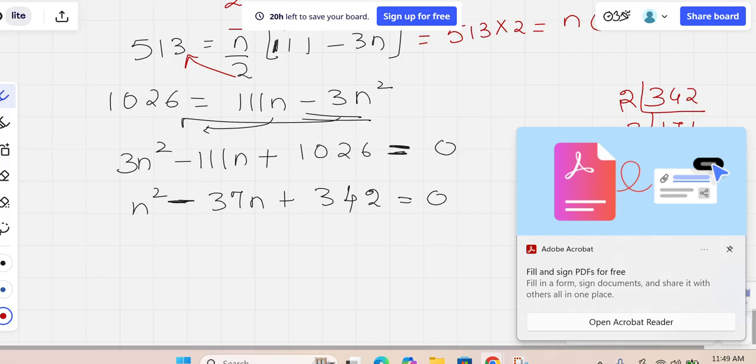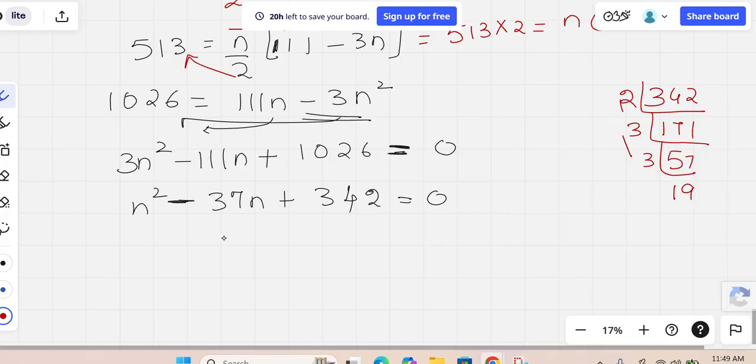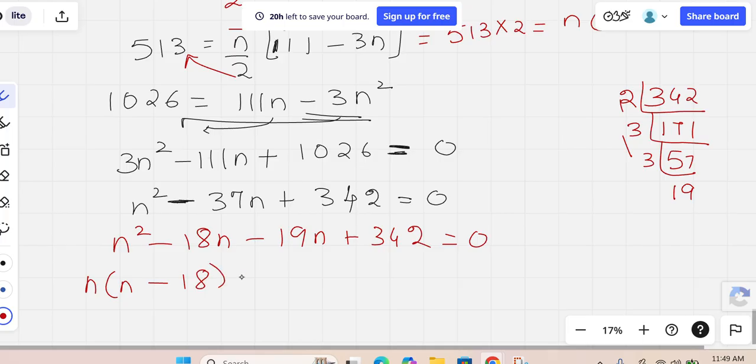18 into 19 will give 342, and plus or minus will give 37, right? Minus 18 and minus 19. After we get 3n square minus 111n plus 1026, we take 3 common, right? Yeah, I took 3 common in this one. That 3 goes to the right hand side. 0 by 3 is 0.